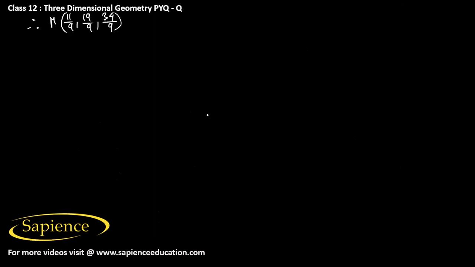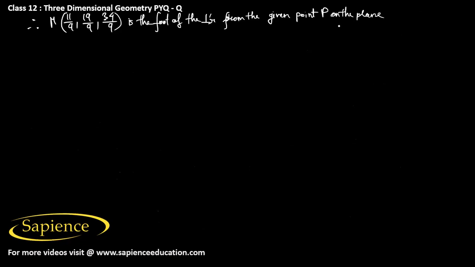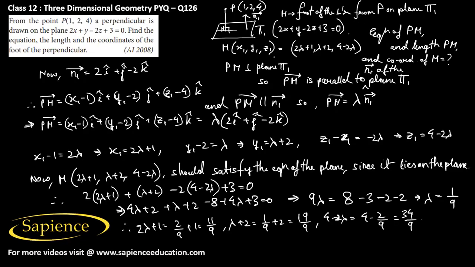Okay, so this M, 11 by 9 comma 19 by 9 comma 34 by 9, is the required foot of the perpendicular from the given point P on the plane. Then we need to find the equation of the perpendicular.